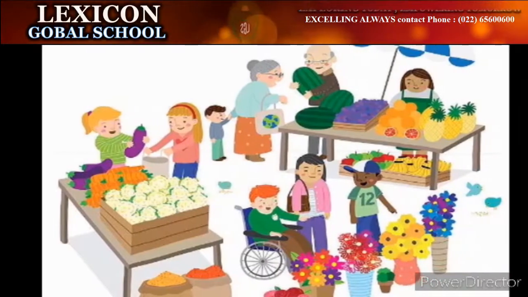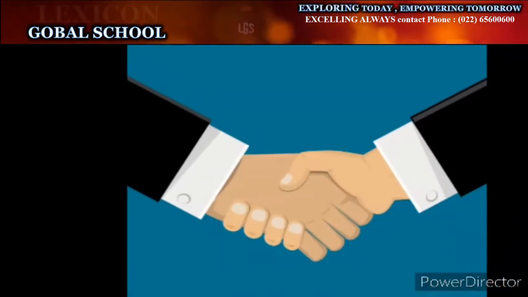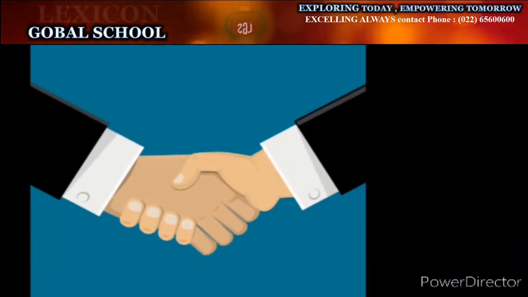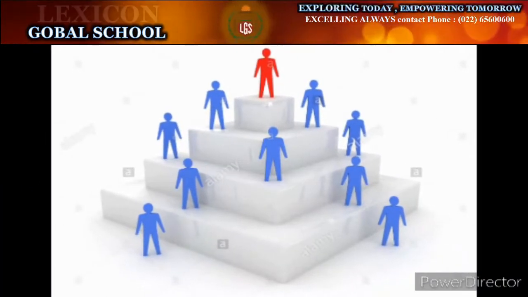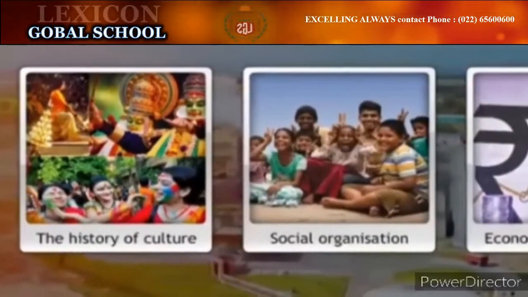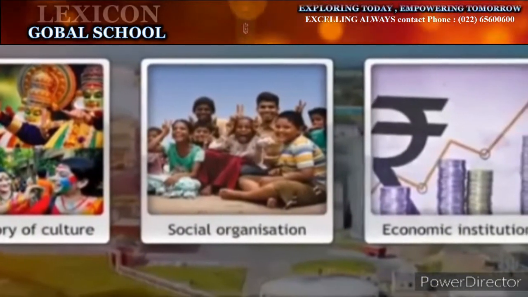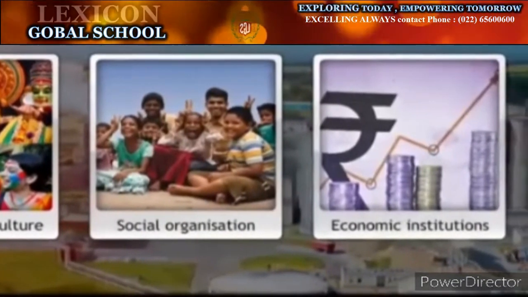The nature of the market and commerce has continued to change. Secondly, the nature of human relationships and the social organization has also continued to change. To understand this development, it is necessary to study the history of culture, social organization, and economic institutions.